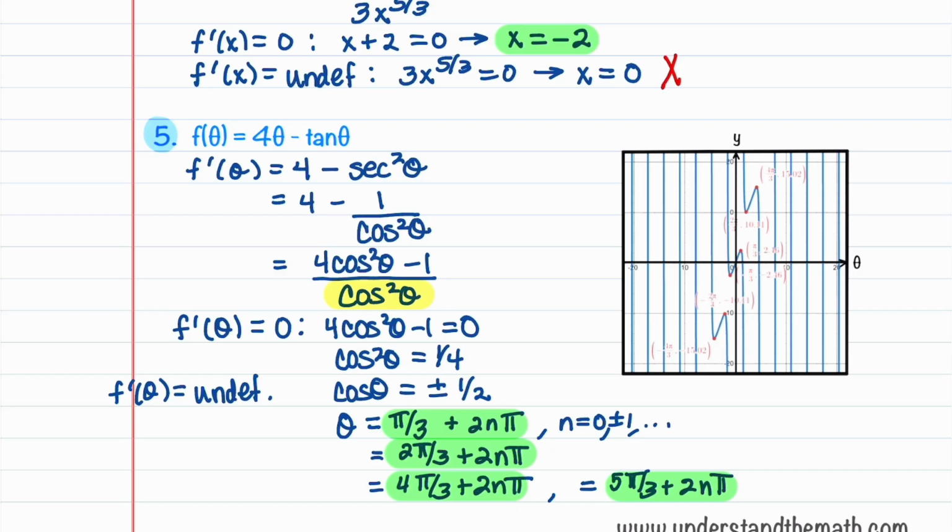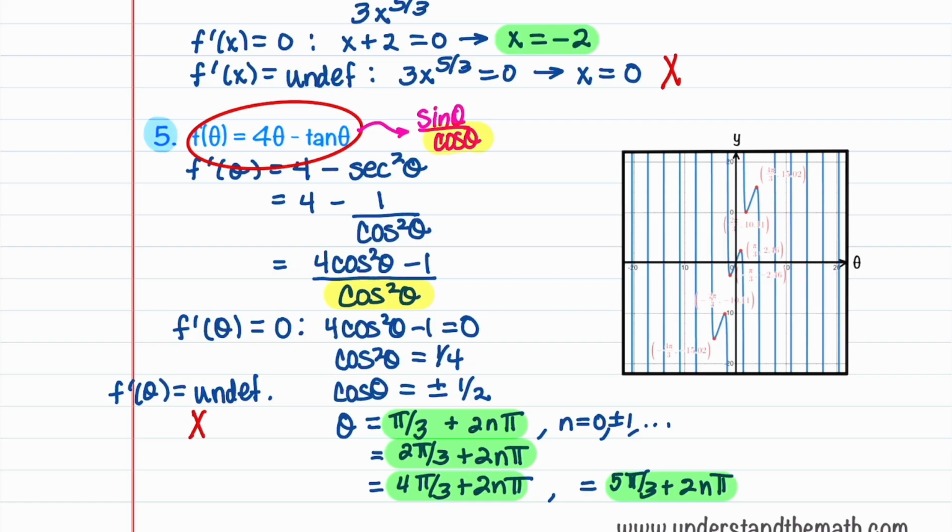Tangent theta is sine theta divided by cosine theta. So at points where our derivative is undefined, our function is also going to be undefined because it also has a cosine theta in the denominator. Because of this, we are not going to have any critical points from where the derivative is undefined. So these critical points that I highlighted in green are our only critical points.